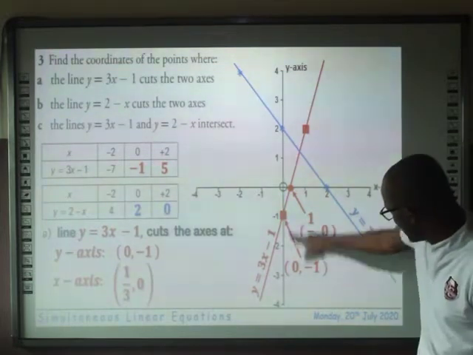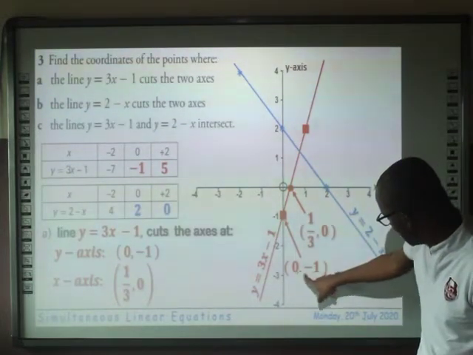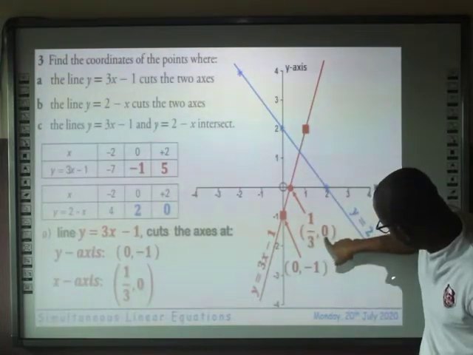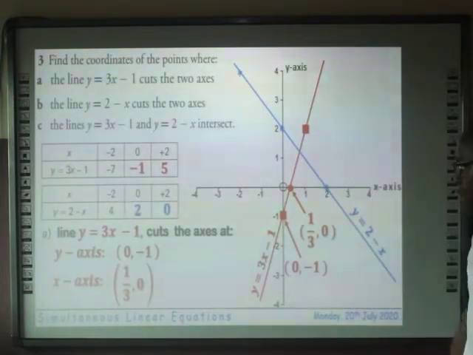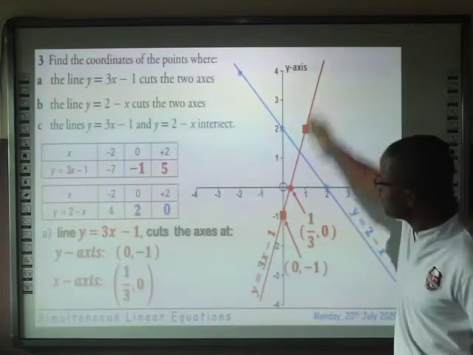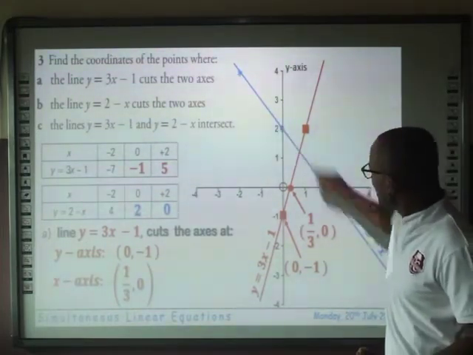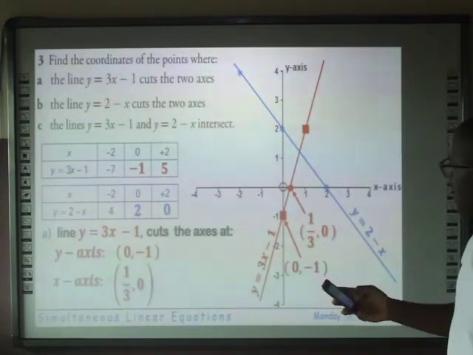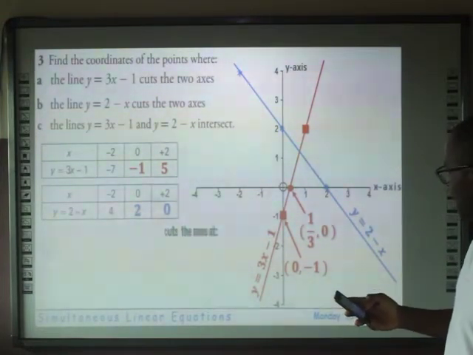Okay, meaning here, at that point, the x-coordinate is 0, the y-coordinate is -1. At that point, the x-coordinate is 1/3, and the y-coordinate is 0. There you go for the red line. Now let's see where the blue line cuts the axes, the y-axis and the x-axis.